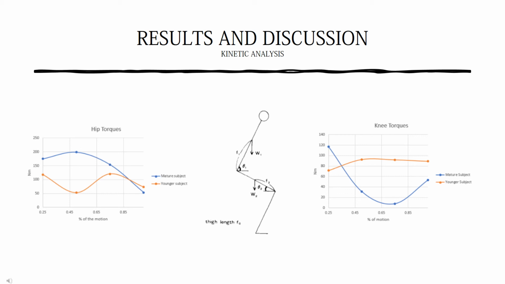On the other hand, on the knee torque graph, we can say that the mature subject has only a bigger initial torque than the younger subject. On the remaining phases, the younger subject has a bigger and more constant torque than the mature one.